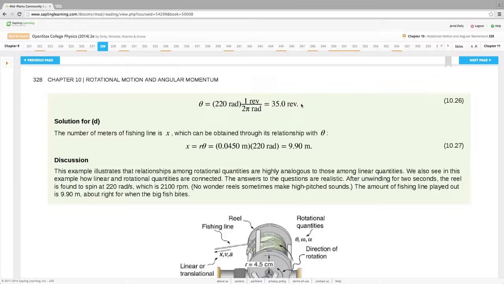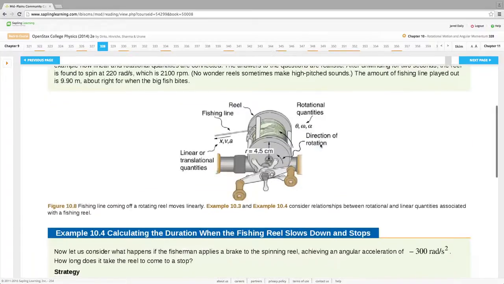And how much fishing line is going to come off in that amount of time? The amount of fishing line is a linear measurement, and that's equal to r times the angular measurement. How much angle did it go through? 220 radians. What is the r? 0.045 meters. Multiply those together, and you get 9.9 meters of string that comes off linearly, as if you unwound it into a long line. And that's how it goes.